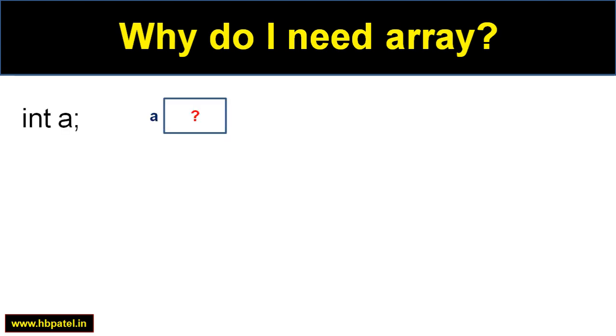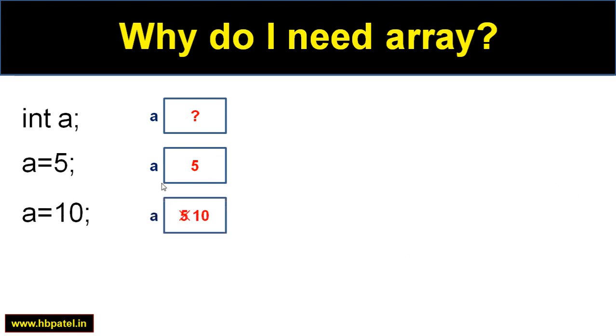For that, let us take a simple example. Let's say a variable a is declared as int a. Now if I assign a value 5 into a, it will look like this. We have the value 5 in the variable a. Now if I assign 10 into a, what will happen? The previous value of 5 will be overwritten by 10. So this previous value of 5 is gone. There is no way you can recover this last value. So this is the problem.